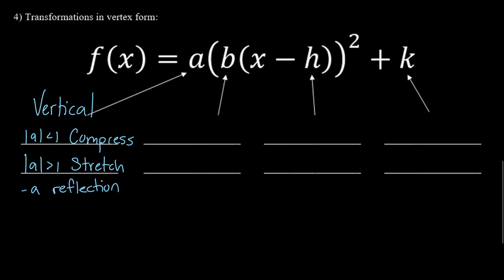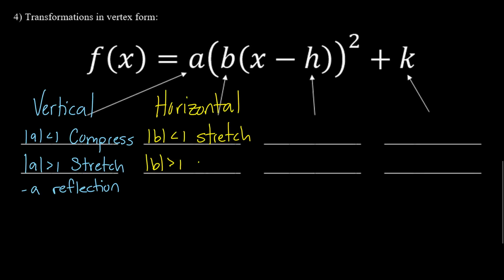And B. Now we get on to B. What was B, did we say? Horizontal. And what's special about our horizontal transformations? It's inside the parentheses, meaning what? It's opposite. It's opposite from what you think. So it's opposite from vertical. So if the absolute value of B is less than 1, it's a what? Stretch. Horizontal stretch. And if B is greater than 1, it means what? Compression.